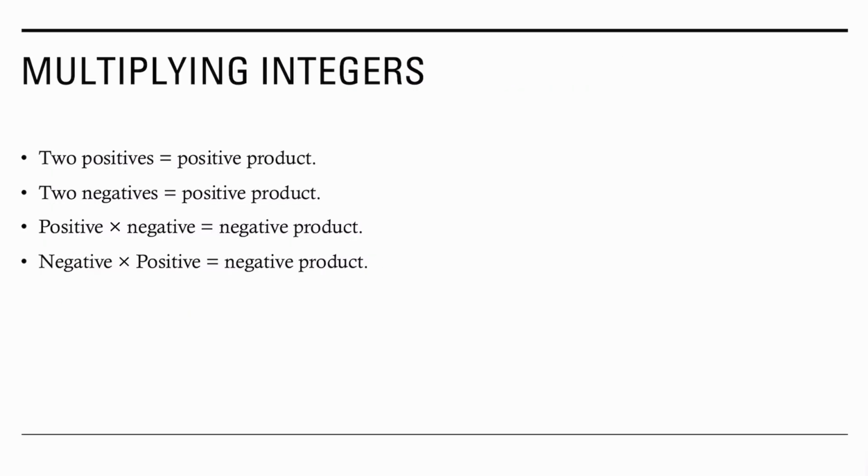So some key points when we think about multiplying integers. Two positives end up with a positive product. An example of this would be 3 times 4 would equal 12. So you can see it's positive 3, positive 4, positive 12.